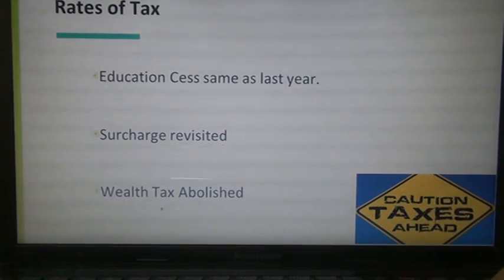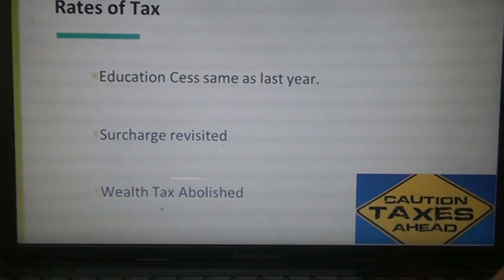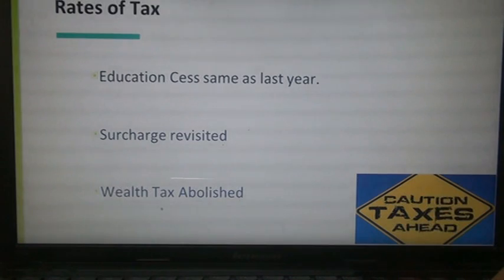As we all know, wealth tax has now been abolished. So from an exam viewpoint, it remains to be seen what kind of surprise question comes up in place of the sure shot wealth tax question that we are so used to expecting.